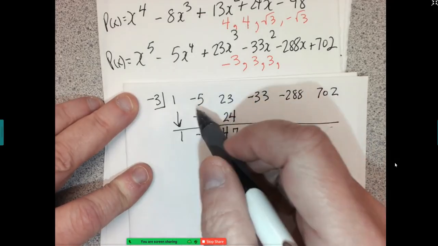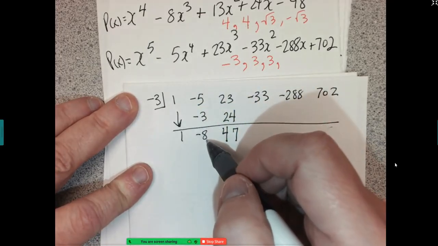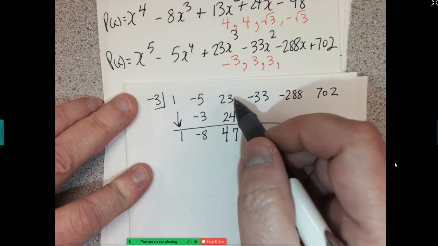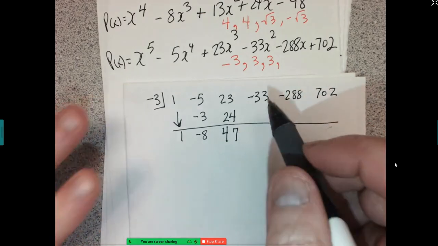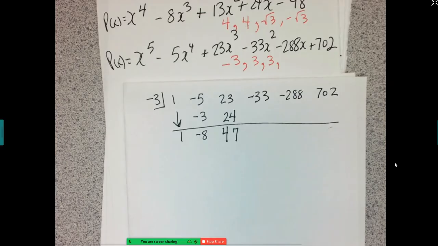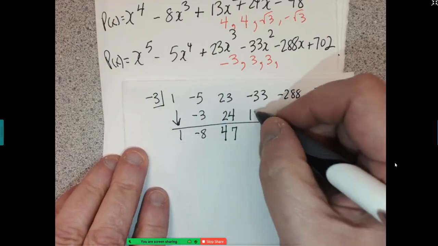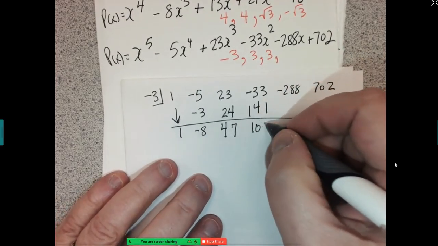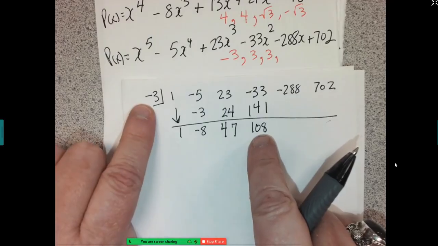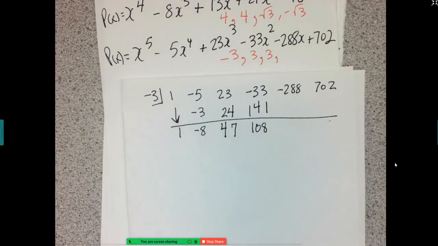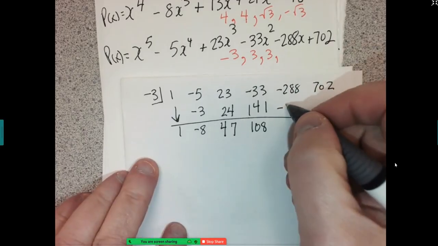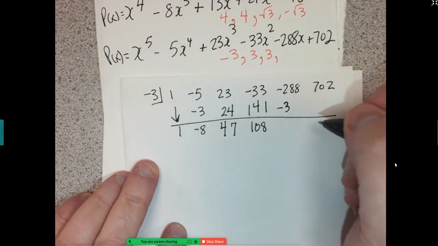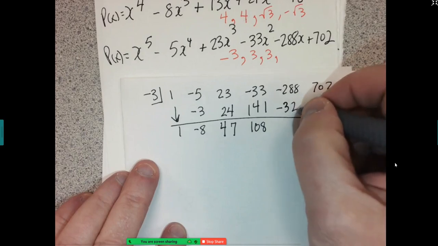Okay, so I got -3, I add, and I get -8. Get positive 24, and then we add, and we get that. Then 47 times 3 will give me 141. And then I add these two together, which is the same as 141 minus 33. Then I take that and multiply those together. And I might have made a mistake. Check it.